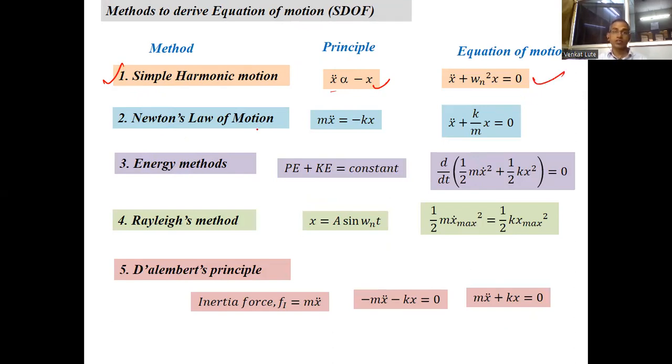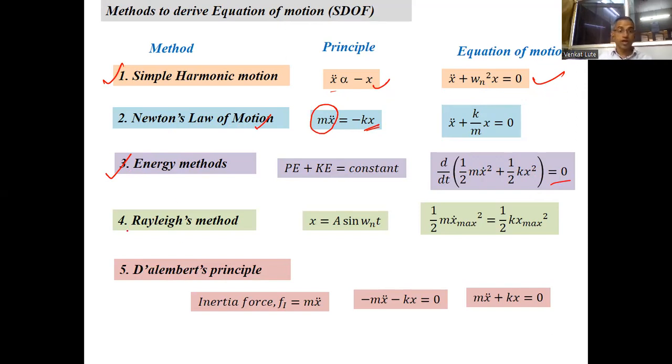The second one is Newton's laws of motion, where the inertia force is proportional to the spring force but in the opposite direction. Then, using energy methods, that means using the law of conservation of energy, the total energy is constant in the system. Using potential energy and kinetic energy, which sum to a constant, and taking the derivative of that, we again get m x double dot plus k x equal to 0.